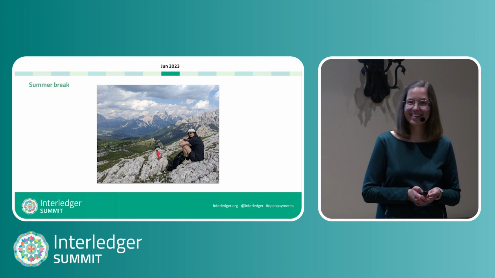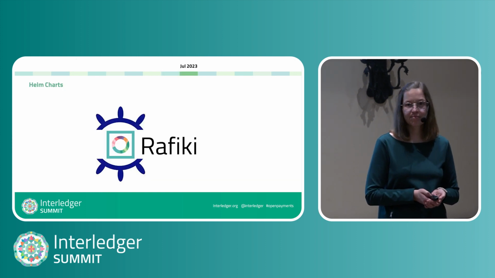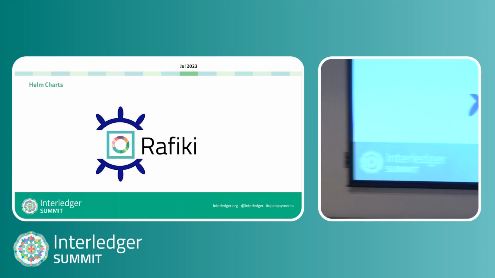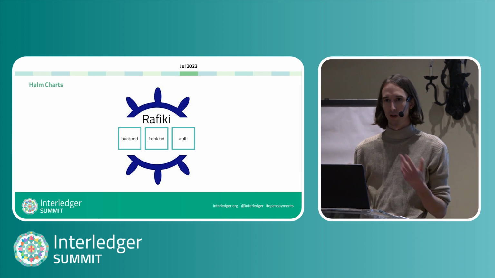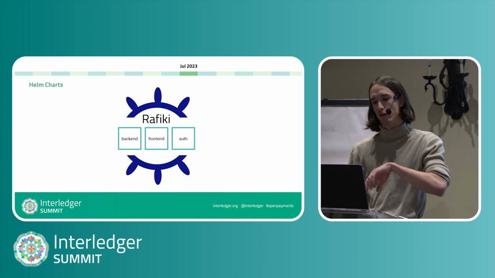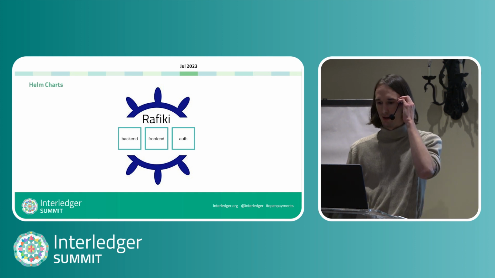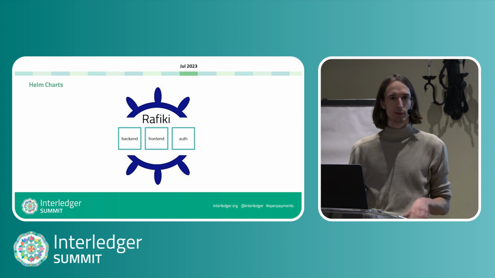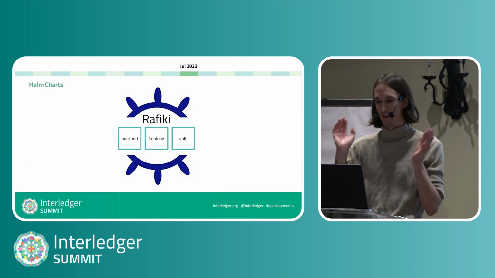So after we were back from the summer break, one of the heavily requested features in Rafiki was the Helm chart. Sabina worked really hard to make Helm charts work for all of our packages. So now we have separate charts for each of our services, so we can deploy that to Kubernetes. And obviously we do not have a dedicated DevOps person, so contributions are welcome at any time.